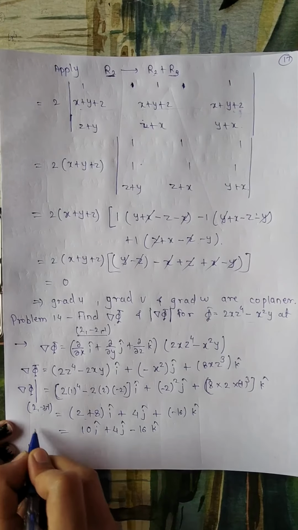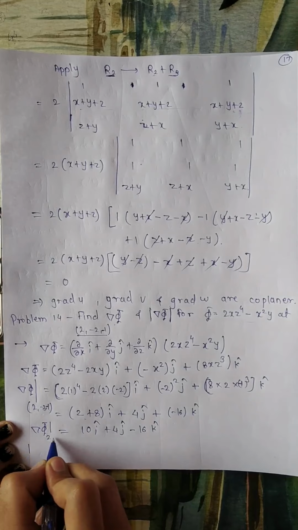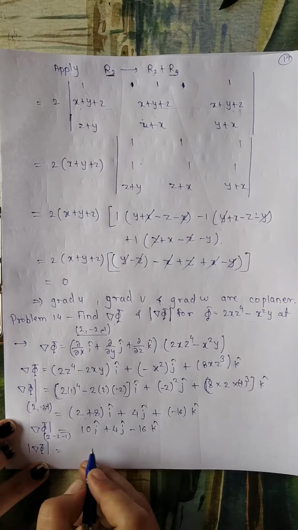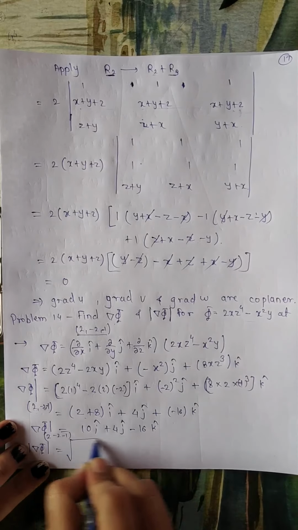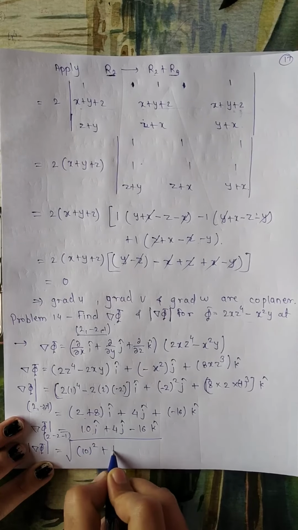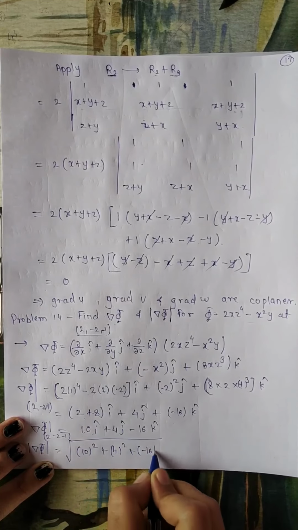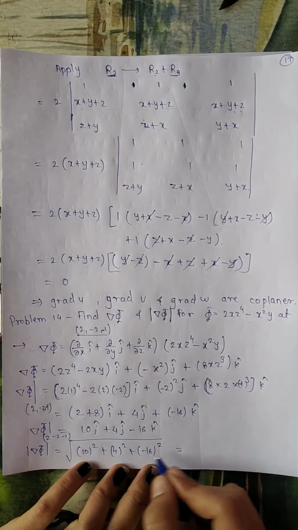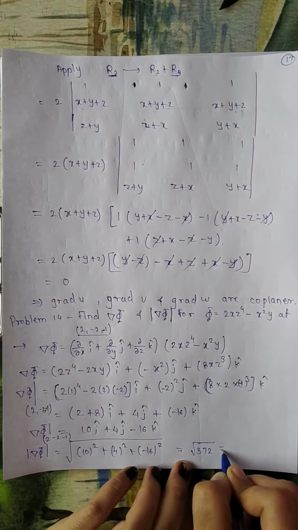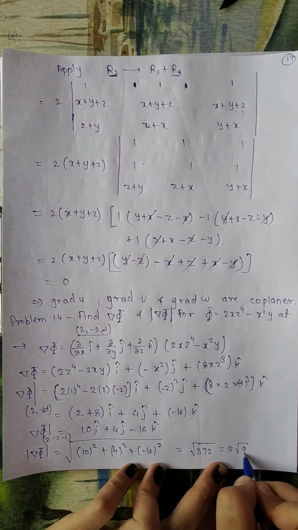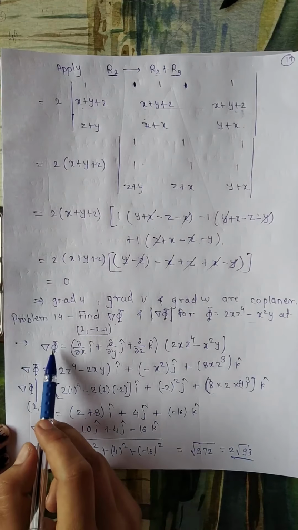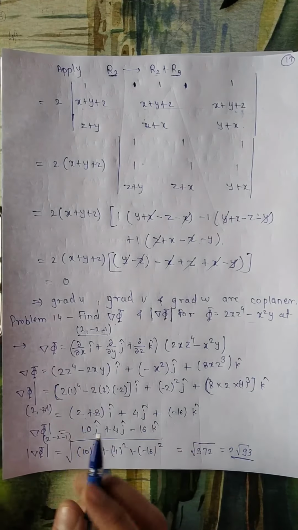And this is del phi at 2, minus 2, 1, and if you find its modulus, how to calculate modulus? Under root, addition of the squares of all these three components, that is 10 square plus 4 square plus minus 16 square. If you calculate these squares and their addition, it comes to be 372, and root of 372 is nothing but 2 root 93. This will be the solution to our problem number 14 and the end of this lecture.